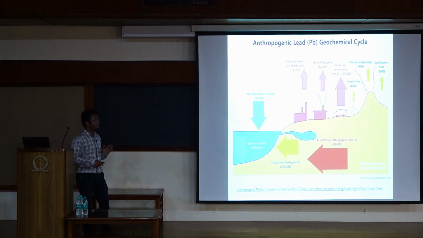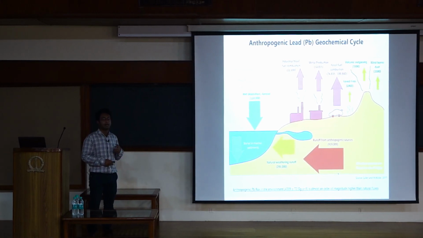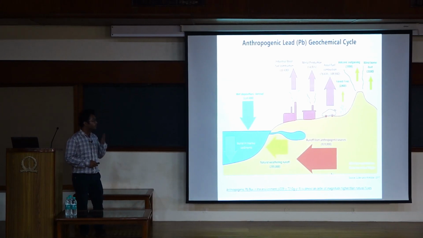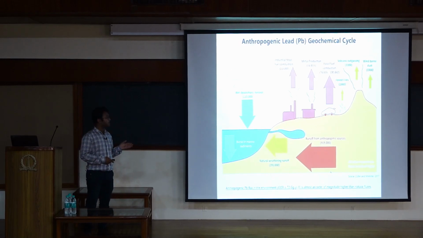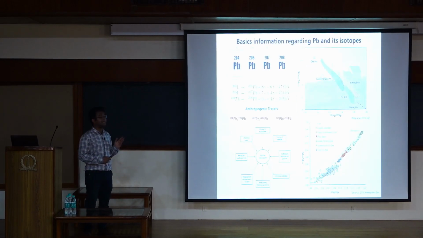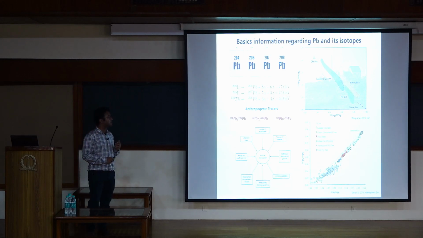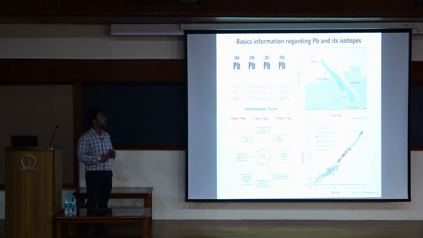So we need a unique anthropogenic tracer to understand this process, like how lead is mobilizing from one reservoir to another reservoir. And for that, first we discussed that lead itself has 4 isotopes, out of which 3 are radiogenic daughter products, decayed from uranium and thorium, and one is the stable isotope, which is the 204. So if we couple these isotopes, it becomes a unique tracer.